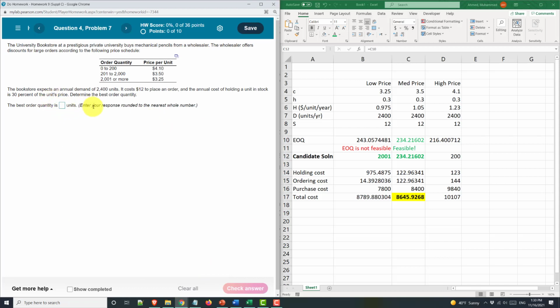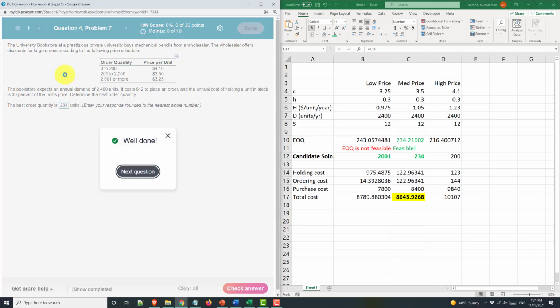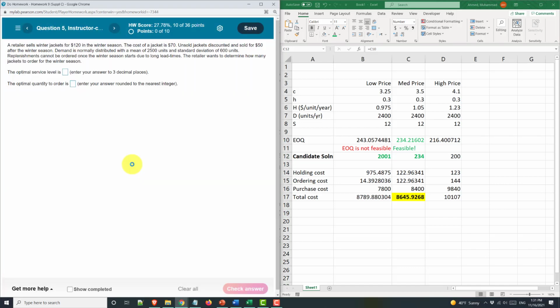Okay, so enter your response rounded to the nearest whole number. When I round this to the nearest whole number, that's 234. You can also use this button in Excel to hide the decimals, and it gets rounded to the nearest integer. So it's 234. Okay, so that was that question. That question is done, right? This was the optimal order quantity.